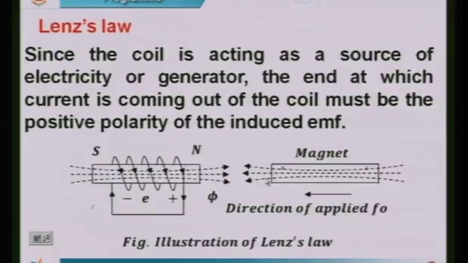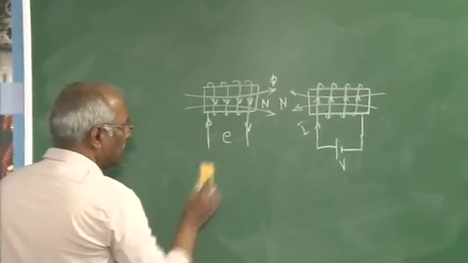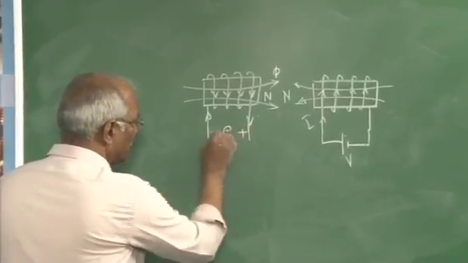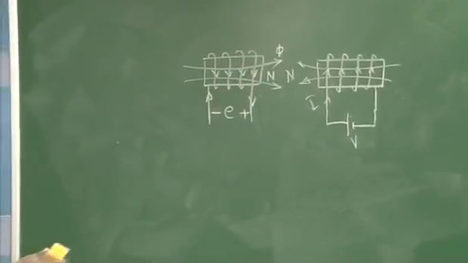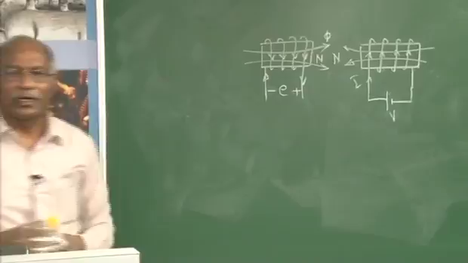You can see here the magnet is coming towards another coil. This is north pole, this is opposing that, and here the current is coming out of the coil, which means this should be positive and this will be negative. It acts as a source, therefore the current is coming out of the coil.